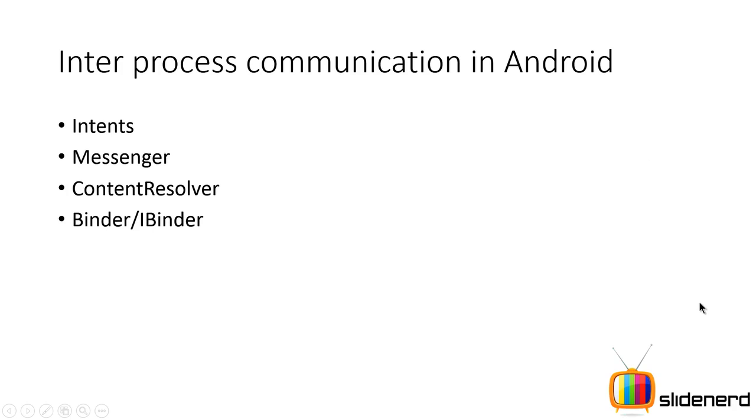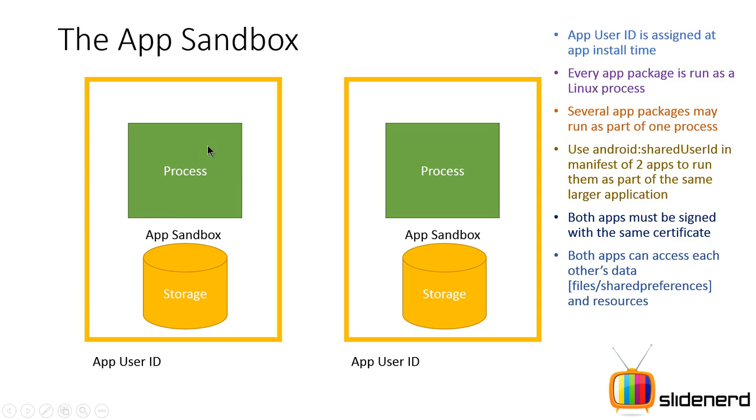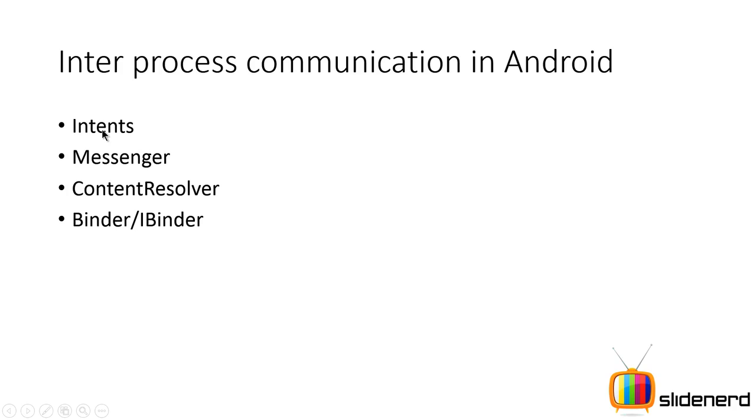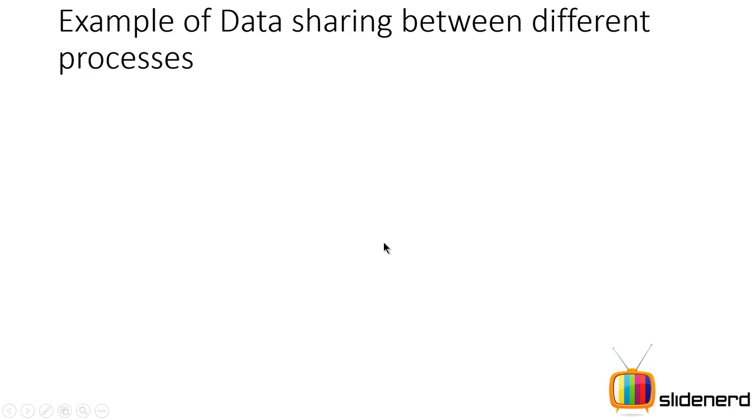So now that we have talked about it, let's talk about inter-process communication in Android. This will be coming up in the upcoming videos. There are four means of inter-process communication. One is intents, which we have talked about slightly in our playlist Android tutorial for beginners. Then there is the messenger, binder, iBinder, which I will be talking about in the upcoming videos in the same playlist. And then there's the content resolver, which I'll be talking about in our database tutorials playlist when we talk about content provider.